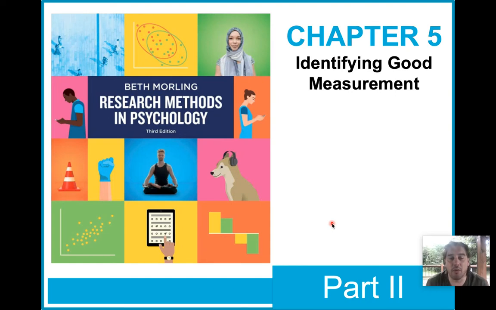Hey everyone, and welcome to Chapter 5 of Psych 3510. In this chapter, we're going to be discussing measurement, and specifically how we can identify types of variables, types of measurements, and then how we evaluate whether something is a good measurement or a bad measurement.